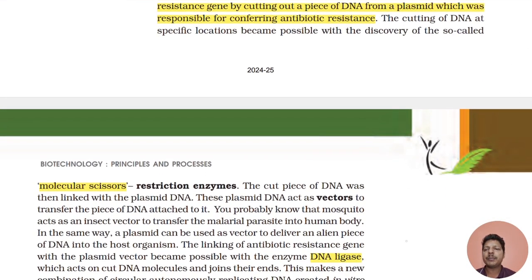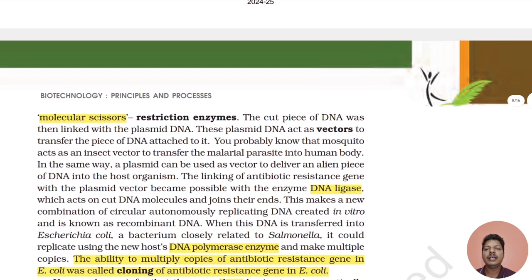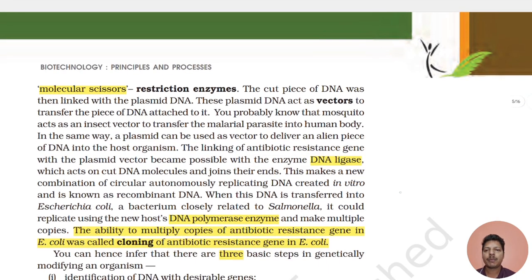Then the cutting of DNA at a specific location became possible with the discovery of a molecular scissor that is called restriction enzyme. And after cutting, we have to join that particular DNA. So that is possible by using DNA ligase.